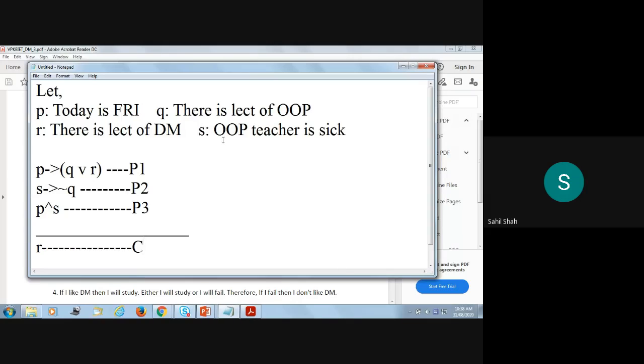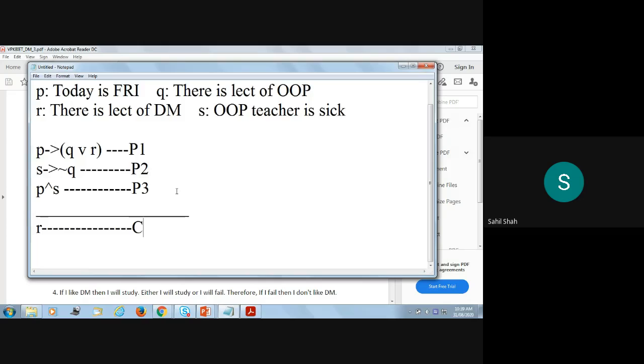Otherwise, I can try for simplifying this, and I can try to place these statements in any of the laws that we have discussed so far. So let us try for both of the approaches. Truth table I am not going to construct, but I will try for simplification. Okay, how can we simplify it?